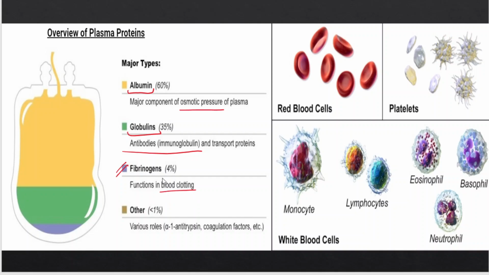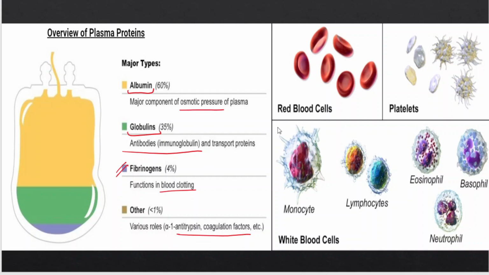So whenever we have any injury or bleeding starts, fibrinogen accumulates itself and forms a clot and thus prevents the blood loss. So this is a self-preventive mechanism of blood. And in very small amounts, it also contains coagulation factors and antitrypsin.